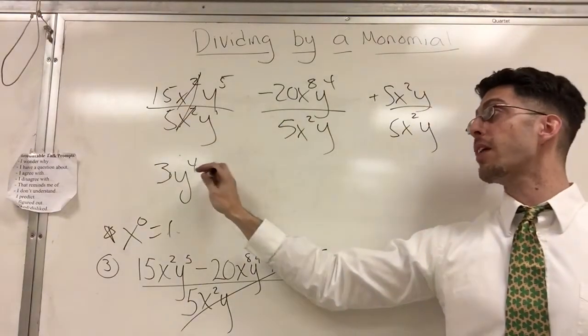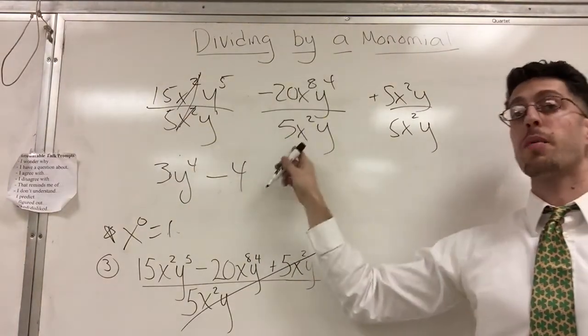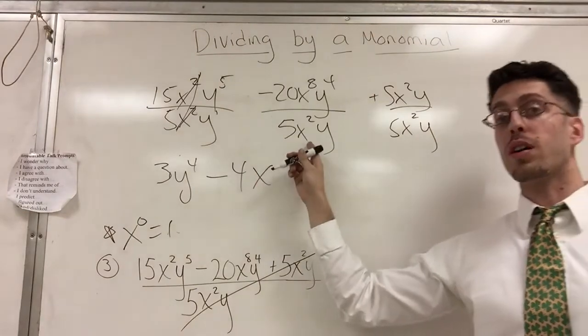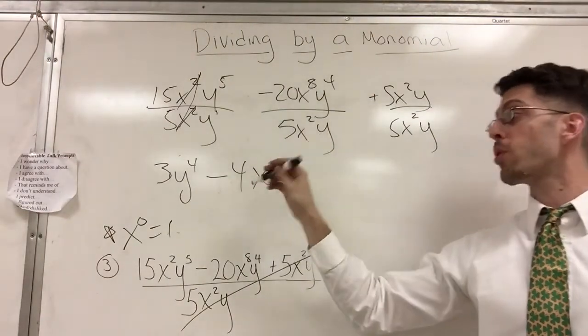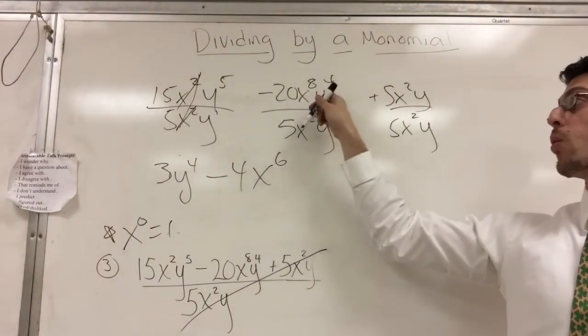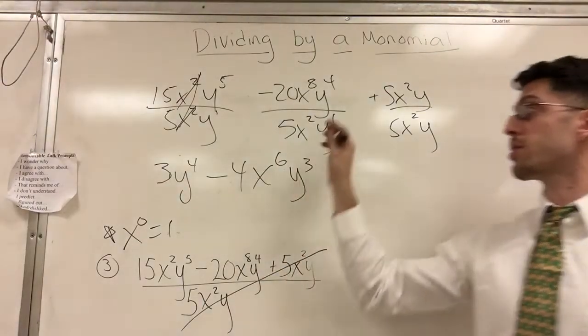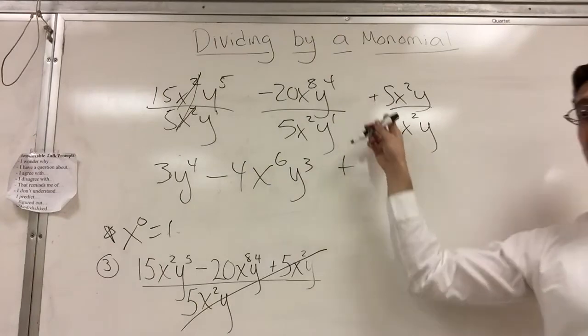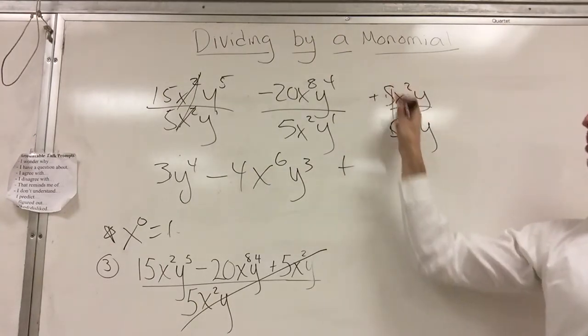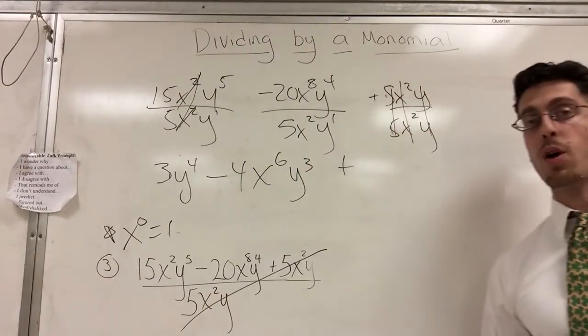Negative 20 divided by 5 is negative 4. X to the 8 divided by x squared is x to the what? 4th? No. Subtract the exponents, you get 6. Y to the 4th divided by y is y to the 3rd. Right? There's a 1 there. Plus 5 divided by 5 cancels. X squared divided by x squared cancels. Y divided by y cancels.